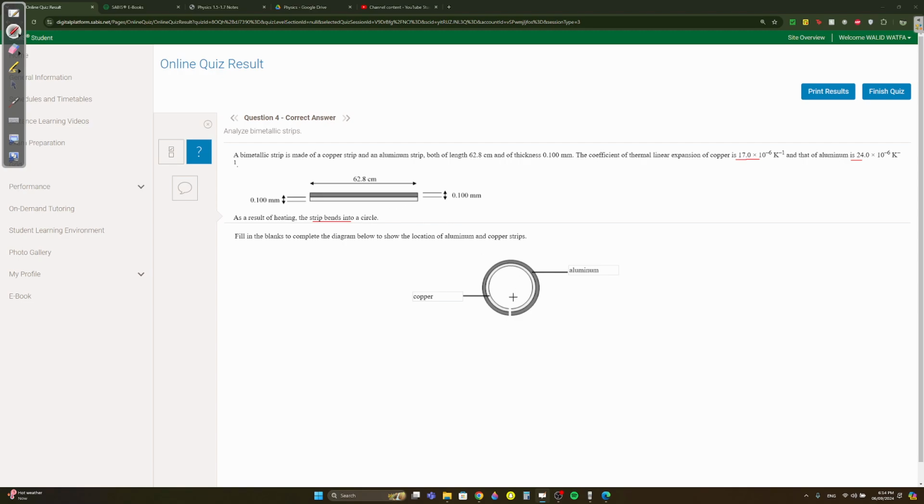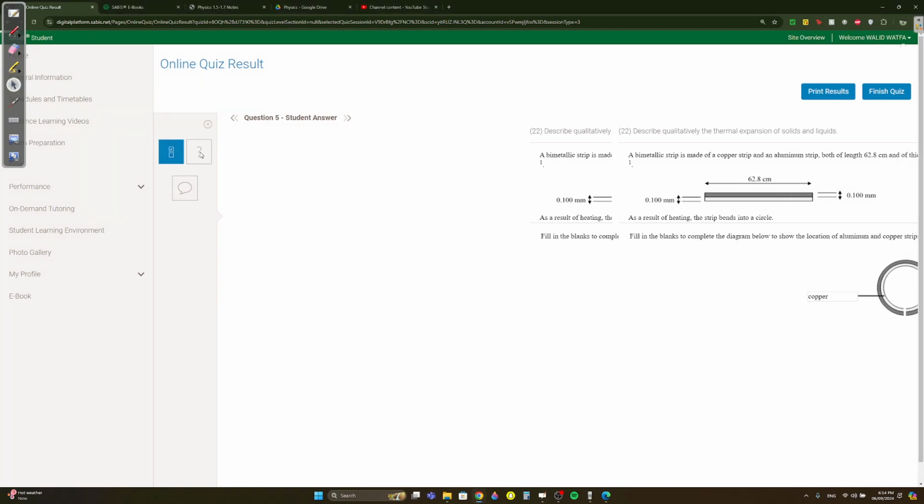Okay? Here we have an outer circle. The outer circle is the longer one, and the inner one is the shorter one. Right? Okay, longer. So the one that's longer has the greatest alpha. And which one here has the greater alpha? It's 24, which is for aluminium. So the one outside is going to be aluminium. What's going to be the one inside? Copper. Okay.